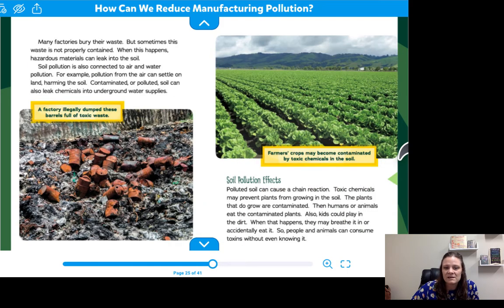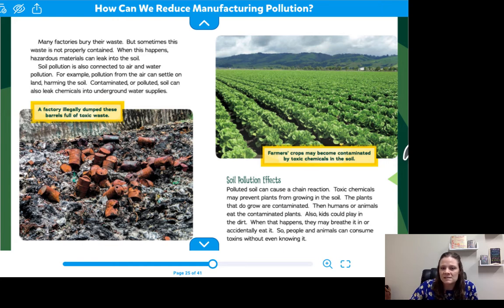Many factories bury their waste, but sometimes this waste is not properly contained. When this happens, hazardous materials can leak into the soil. Soil pollution is also connected to air and water pollution. For example, pollution from the air can settle on land, harming the soil. Contaminated or polluted soil can also leak chemicals into underground water supplies. A factory illegally dumped these barrels full of toxic waste. Farmers' crops may become contaminated by toxic chemicals in the soil.